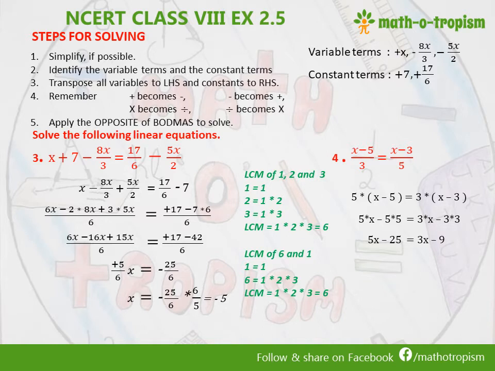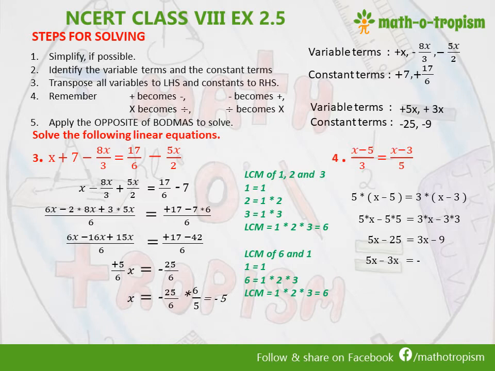So we need to see the variable terms and the constant terms next. So we have plus 5x and plus 3x as the variable terms, and we have minus 25 and minus 9 as the constant terms. So we need to bring the minus 25 to the right hand side, and minus 9 plus 3x to the left hand side, and they change signs when they do this.